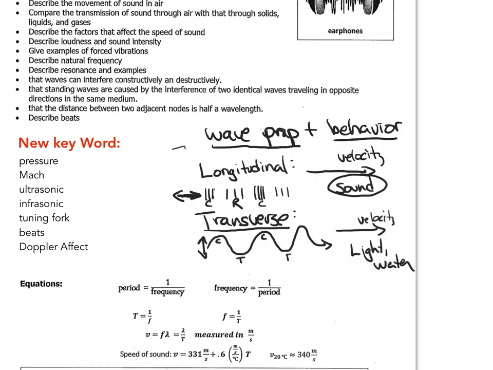Now, all of these waves have certain properties. They have amplitudes, they have wavelengths, they have frequencies, and they have wave speeds. And that was some of the work we did, of course, last chapter, and I'll work with you catching up. But this is for the new unit.